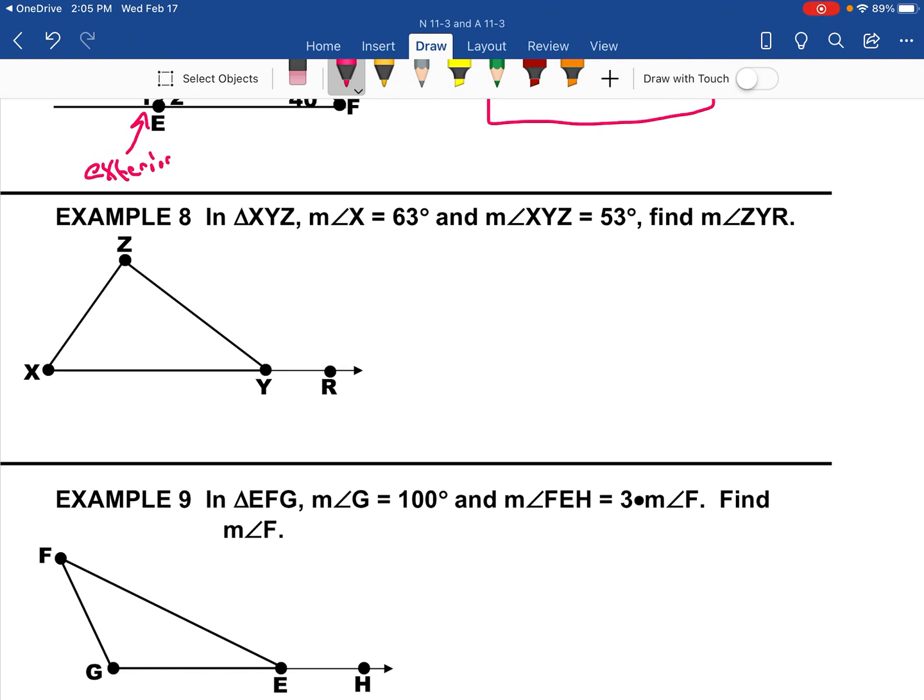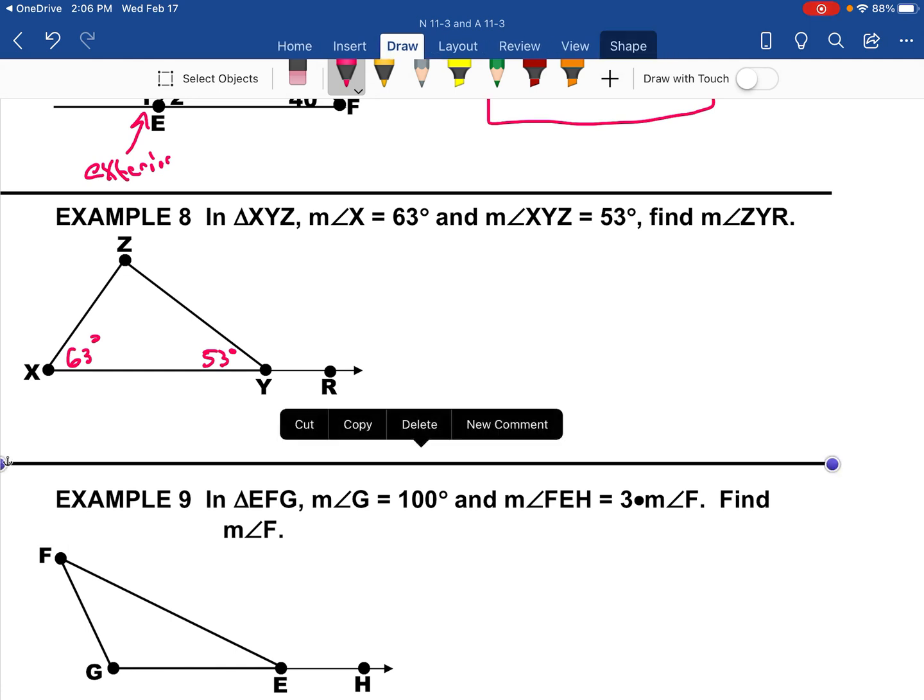It says in triangle XYZ, the measure of angle X is 63 degrees and the measure of angle XYZ is 53 degrees. Find the measure of angle ZYR. So angle X is 63 degrees. XYZ is 53 degrees. Find the measure of angle ZYR. So this is the angle right here. Okay, ZYR, that obtuse angle.